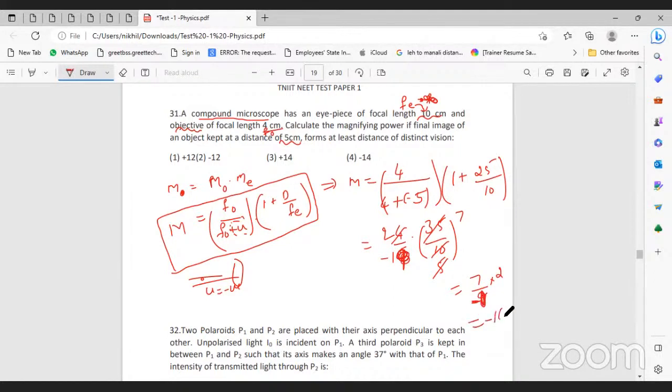So it will be minus 14. So the magnifying power of the compound microscope is minus 14. Only the thing is we had not used the sign convention. For the compound microscope, the object distance is measured opposite to the incident ray, so the object distance should be taken as negative. So you get 4 over minus 5, that is minus 1, and you are going to get minus 14. So what is the magnifying power? It is minus 14.